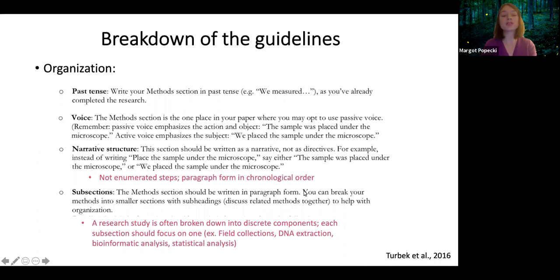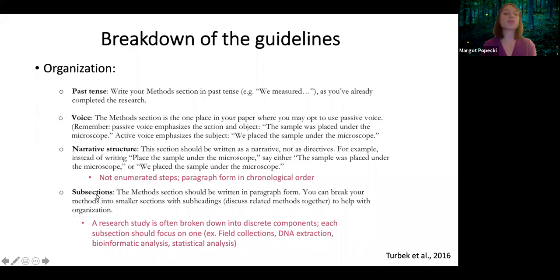Additionally, you're going to want to report these steps in chronological order, starting at the beginning of your study. What was the first experiment you did? This is because some experiments might build on each other. So it's important to clarify that for the reader.